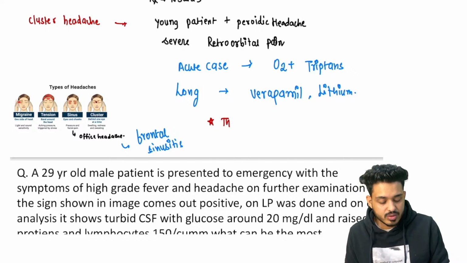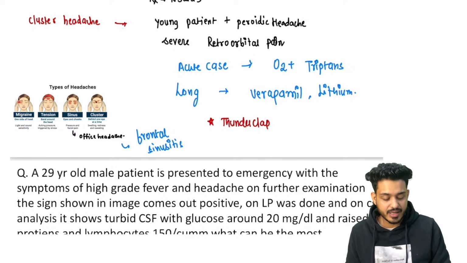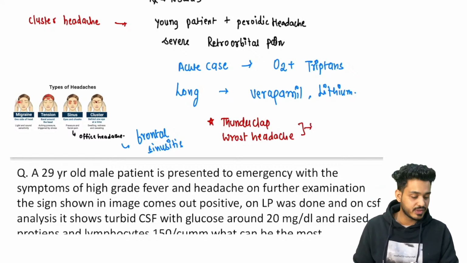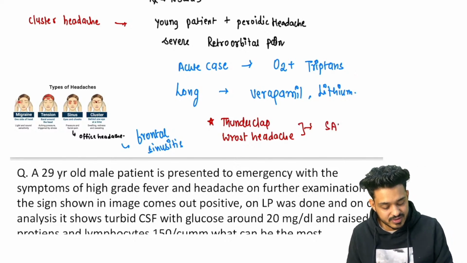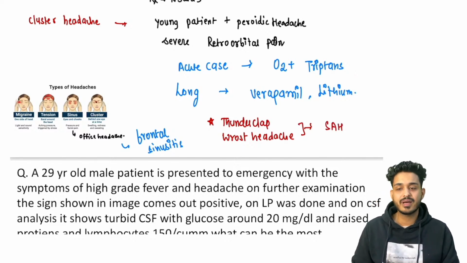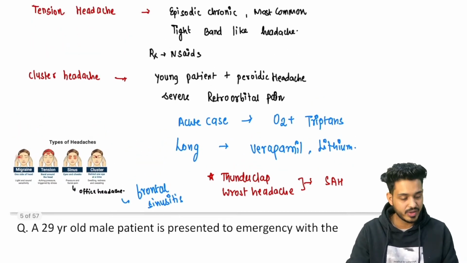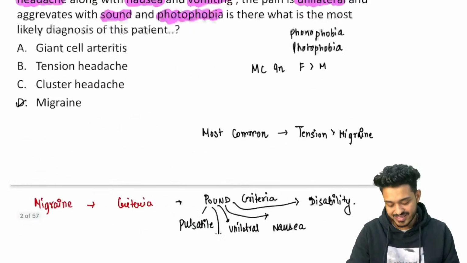If they write thunderclap headache or worst headache of my life, what will it be, beta? Worst headache or thunderclap is going to go in the favor of, very good Rituraj, subarachnoid hemorrhage, right? So we have already discussed the headache.